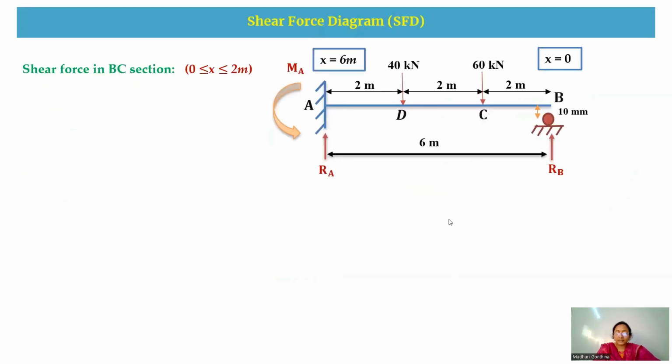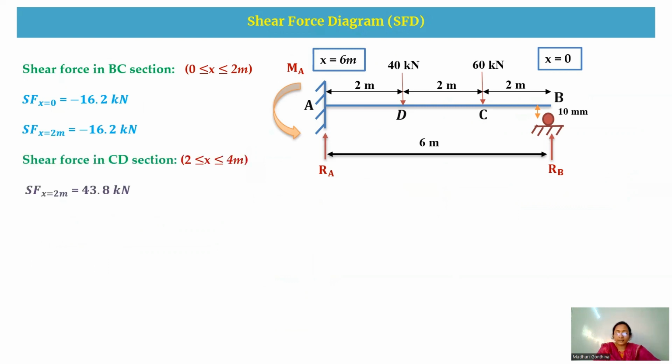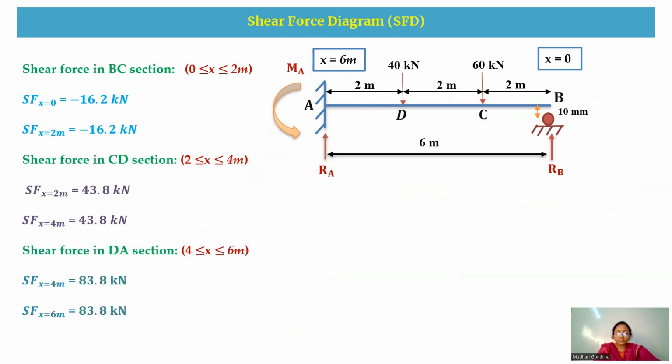So the shear force diagram will be, first I'll write the values. Shear force in BC section is negative 16.2 kilonewton, this is the CD section, and this shear force value is of the DA section. Now I'm going to take at B, it is 16.2 kilonewton, and similarly at C, it is 16.2 kilonewton, which is a negative value.